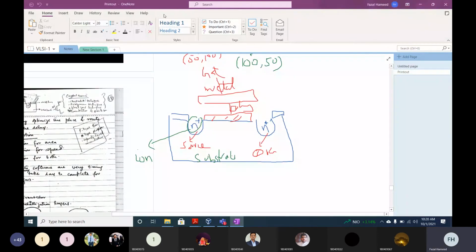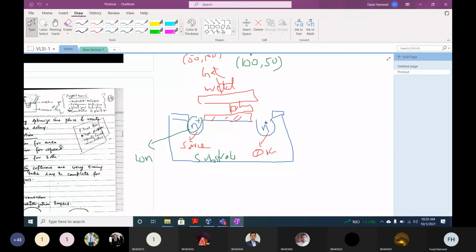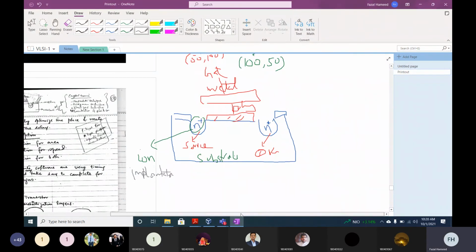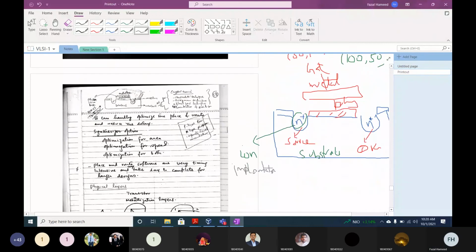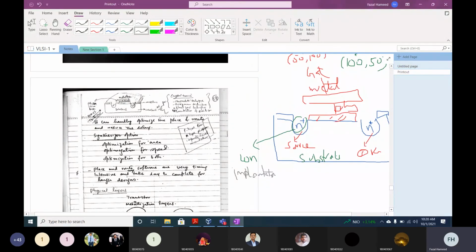Okay, so there is some ion implantation here, and the substrate is on the bottom. Now if you look at any transistor, there are some transistor layers and there are some metal layers. The transistor layers are at the bottom and the metal layers are at the top.